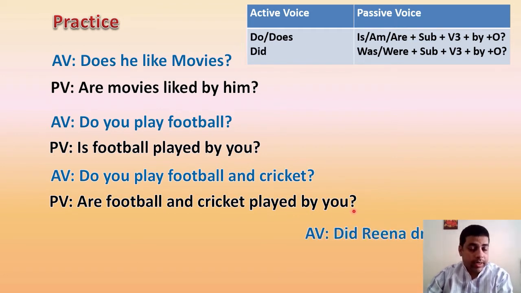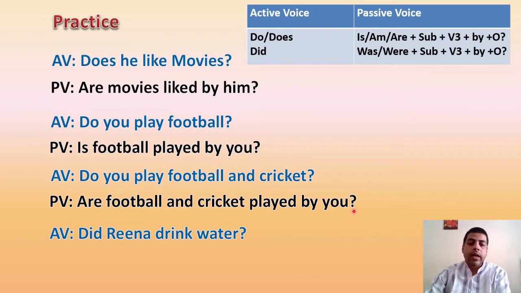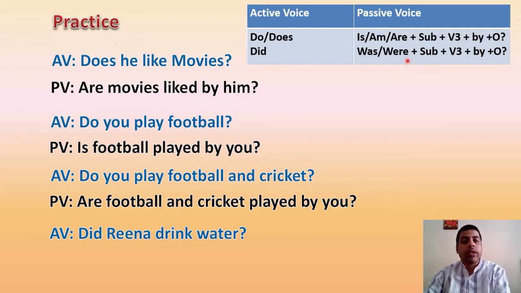Look at one more example, that is, did Rina drink water? Here it is in past tense. Did. Now what is supposed to happen? In the beginning of the answer we are supposed to get was or were. This will depend upon what is the object given in the question. What is the object given in our question?